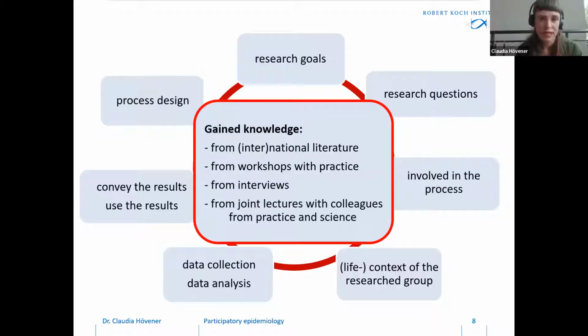and the process design. And this knowledge that we gained here was first, as I mentioned, done with the scoping review, but then also this evolved and we developed it further by discussing it. Because again, if we do a literature review on participatory epidemiology, just as researchers, that is not enough. So we talked with different practitioners here also.